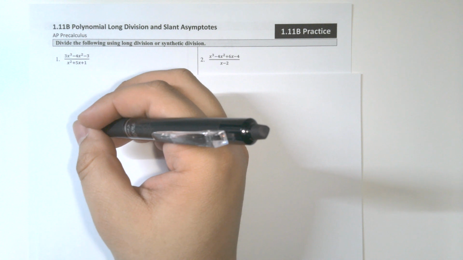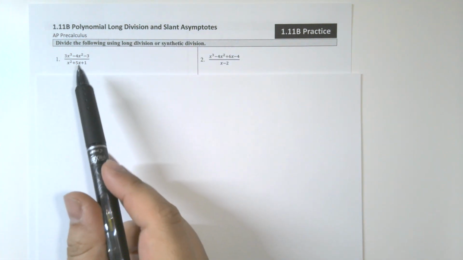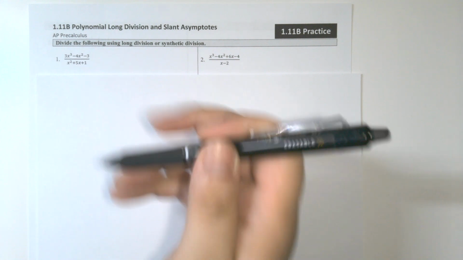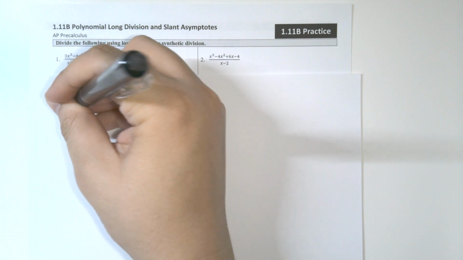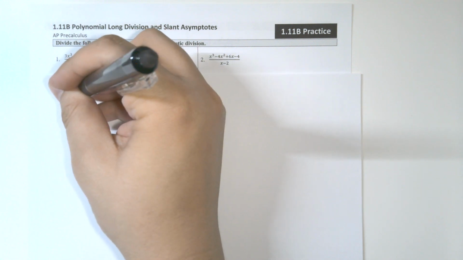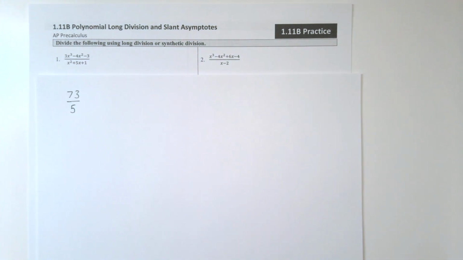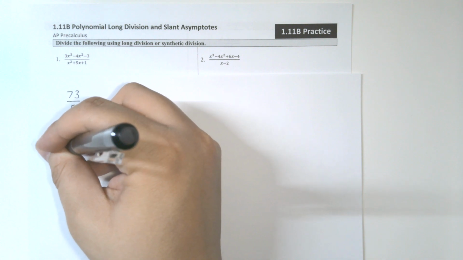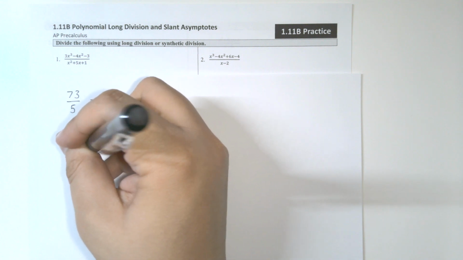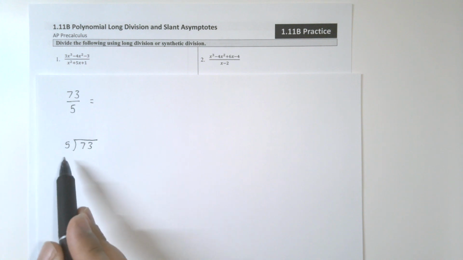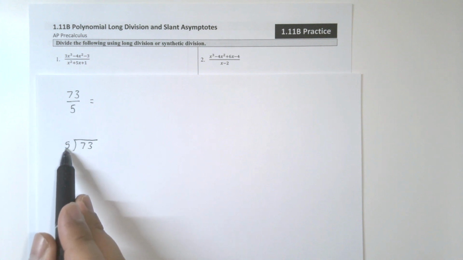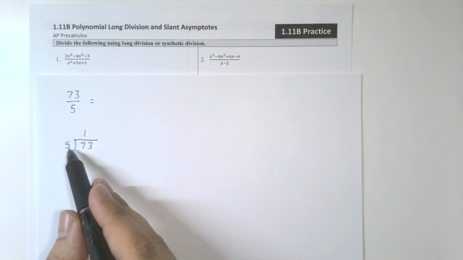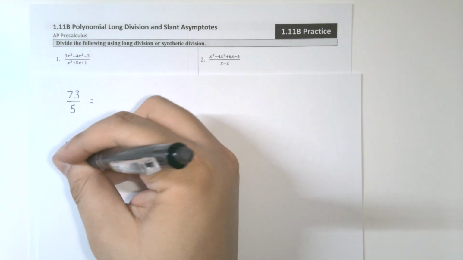Let's see. So anytime we're dividing polynomials, we're going to set this up similar to how we would regular long division. So for example, if I wanted to do what is 73 divided by 5, I would set this up as how many times does 5 go into 73? So what I do is I ask myself, well, how many times does 5 go into 7? And 5 goes into 7 one time. And then 5 times 1 is 5.